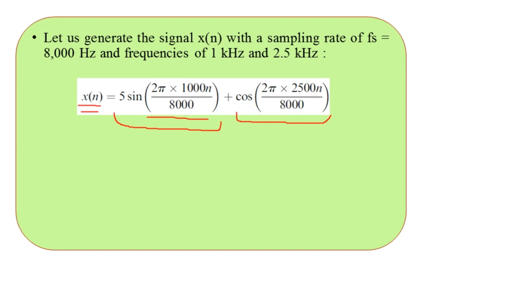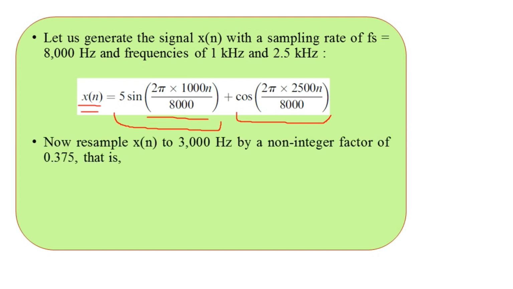Now resampling the original signal x of n to 3000 Hertz by the non-integer factor of 0.375 will give L divided by M. That is, we put in the numerator 3 and in the denominator 8. So the ratio we have is 0.375.